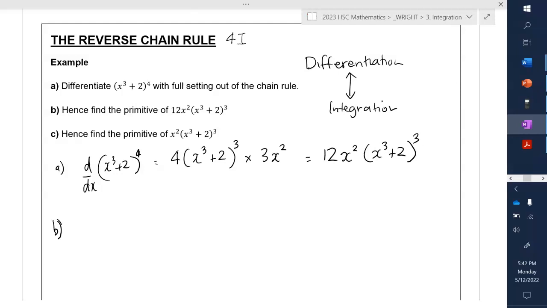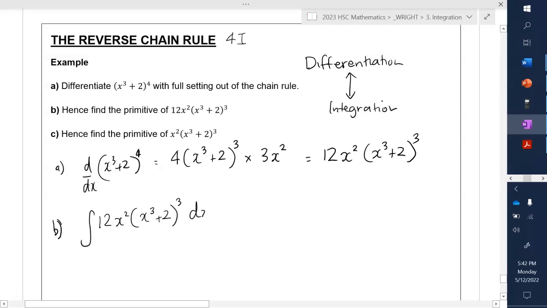So what our question is then getting us to do, it's saying hence. So what does hence mean? Hence means, let's use the information from the question before, hence find the primitive of this function here. So our 12x squared times x cubed plus 2 to the power of 3 is the same as what we have got. So if we were to write this as an integral, 12x squared, x cubed plus 2 to the power of 3, if we integrate this, we're going to go back to what we had before, which is going to be x cubed plus 2 to the power of 4.